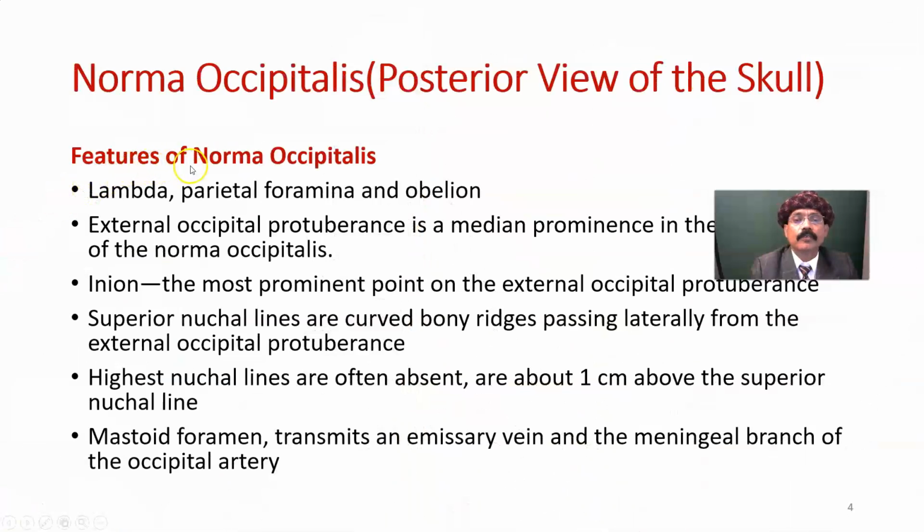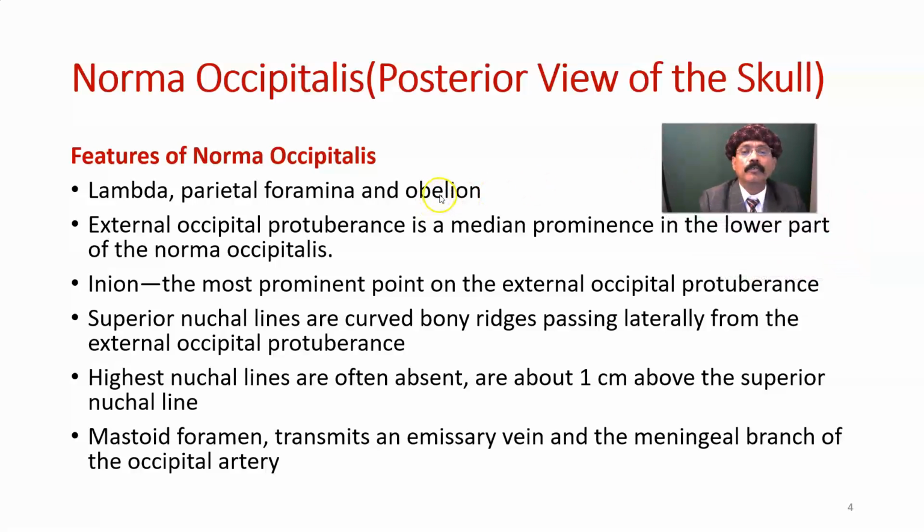Features of Norma Occipitalis: lambda and the parietal foramina. The parietal foramen is present in the parietal bone. We discussed in Norma verticalis, in our previous video, the obelion, the point between the two parietal foramina. Then the external occipital protuberance, and the inion, the most prominent point on the external occipital protuberance. The superior nuchal line is a curved bony ridge passing laterally from the external occipital protuberance. The highest nuchal line is often absent, about 1 cm above the superior nuchal line.